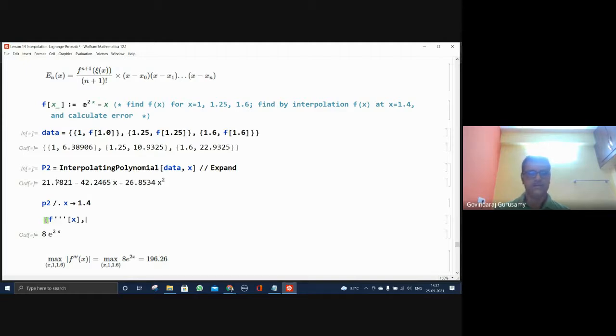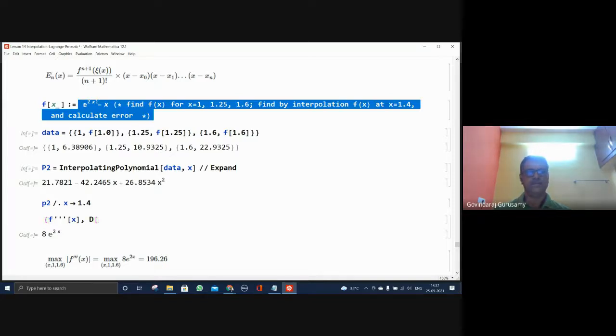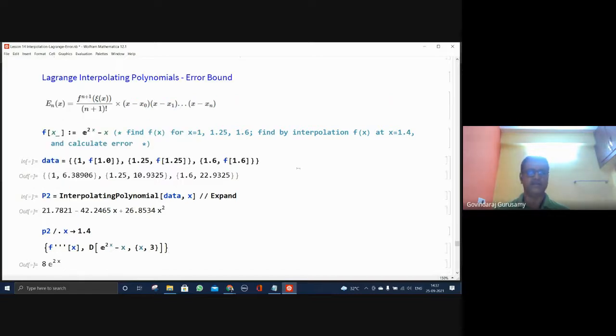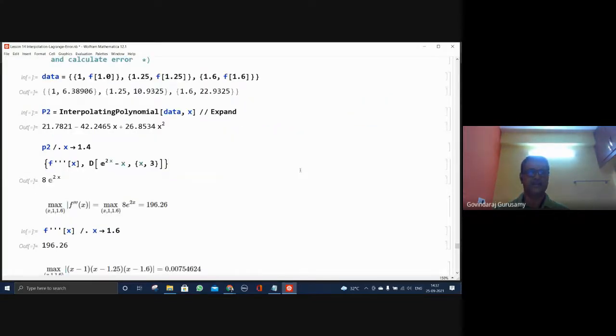see here what's going to happen now. Take the function here and include it as a differential with x 3 times. That's the meaning of this. If I do that, I'll get the same thing again. So f triple prime is equivalent to d of e power 2x minus x, with x differentiated 3 times. The same thing will be there. I'll show you once you execute this; that will be known.